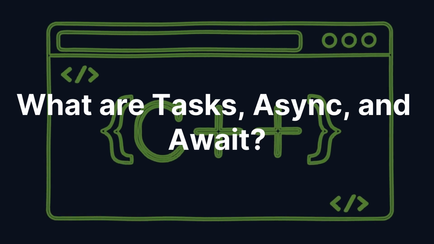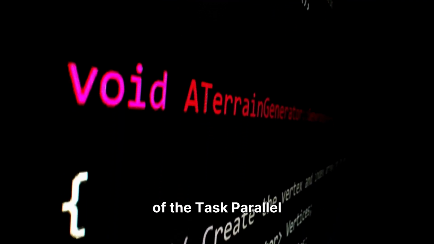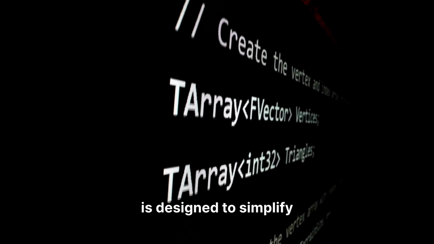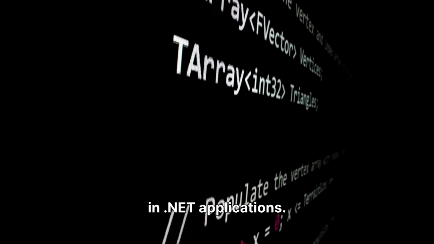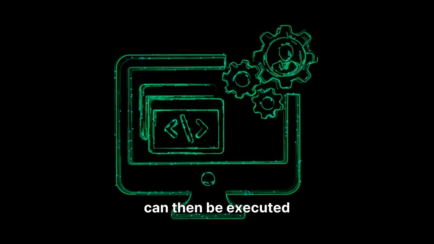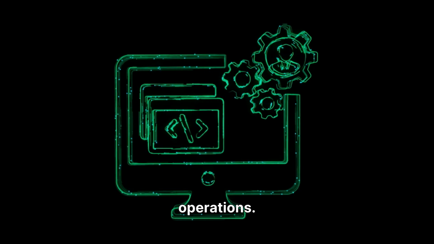Let's begin our deep dive by understanding what tasks, async, and await truly represent in the context of C-sharp programming. A task in C-sharp represents an asynchronous operation, essentially acting as a promise that some work will be completed at a later time, without blocking the current execution. It's a core component of the Task Parallel Library, or TPL, which is designed to simplify and streamline concurrent programming in .NET applications. Creating a simple task involves defining the work to be done, which can then be executed asynchronously, allowing your program to continue with other operations.